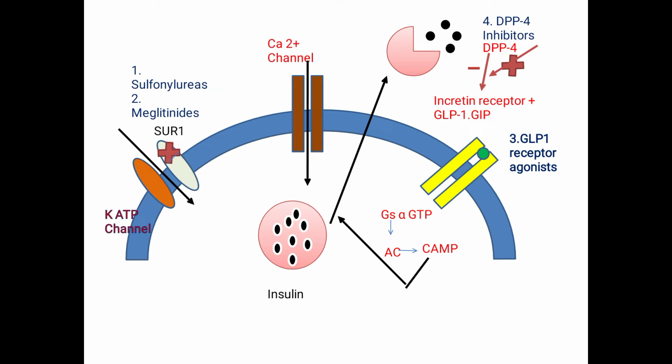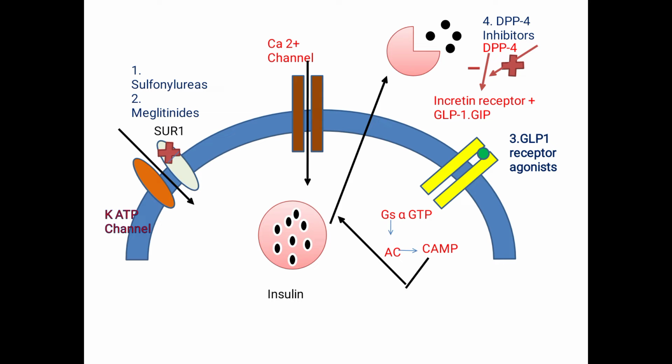They both act at the same site, that is the SUR1. But the difference between the sulfonylureas and meglitinides is that meglitinides are rapid onset and short duration of action drugs. So they are only used for the postprandial glucose.